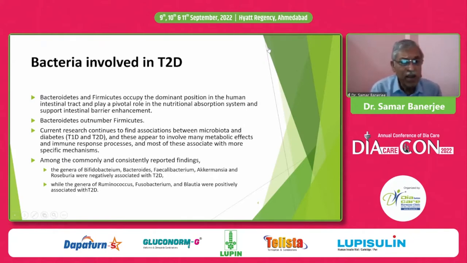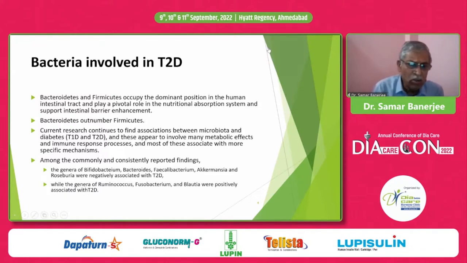Bacteroidetes and Firmicutes occupy the dominant position in the human intestinal tract and play a pivotal role in the nutritional absorption system and support intestinal barrier enhancement. Bacteroidetes outnumber Firmicutes. Current research continues to find association between the bacteria and diabetes, both type 1 and type 2. And these appear to involve many metabolic effects and immune response processes, and most of these associated with more specific mechanisms.